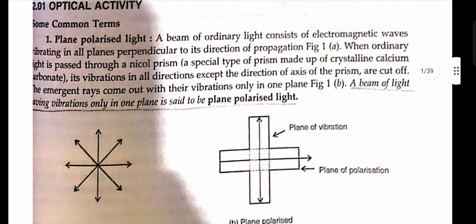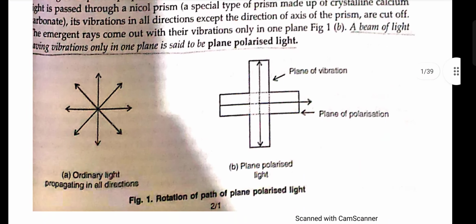Plane polarized light. A beam of light having vibration only in one plane is called plane polarized light. In figure 1 we can see ordinary light, which has vibrations in all directions, and in B there is plane polarized light, which has vibrations in only one plane.